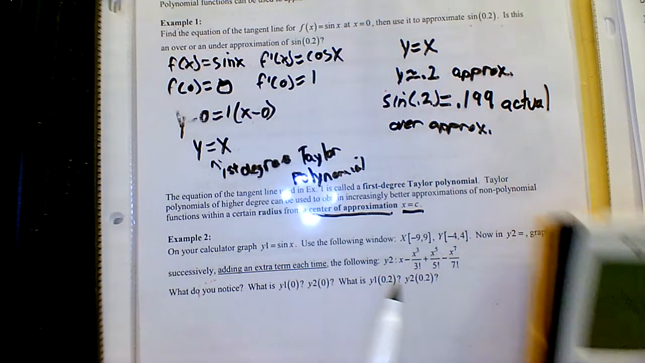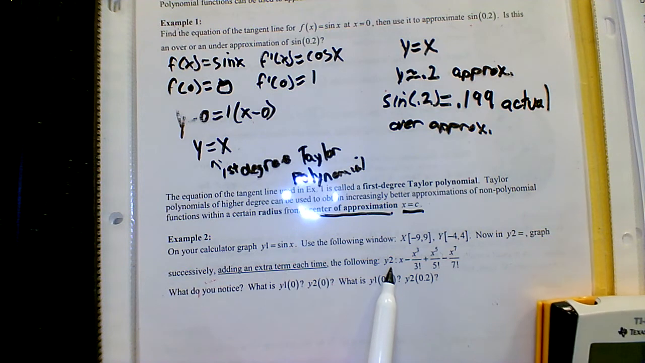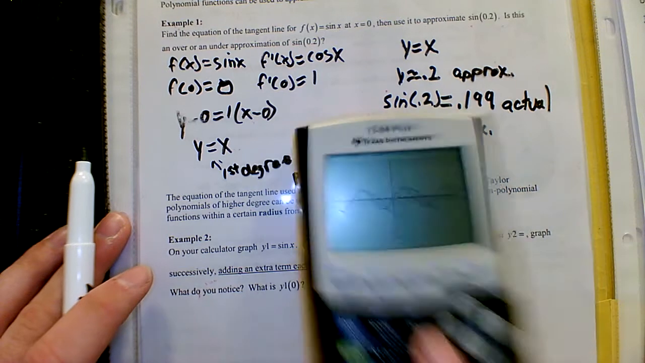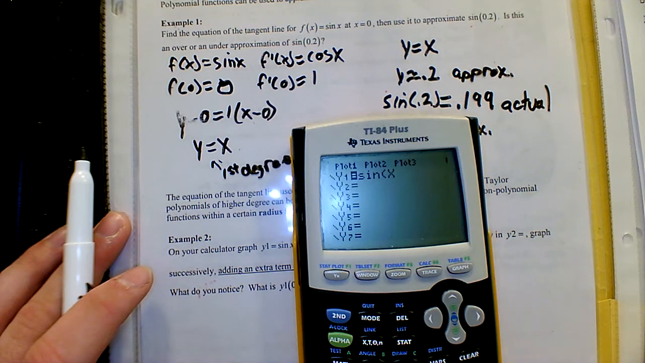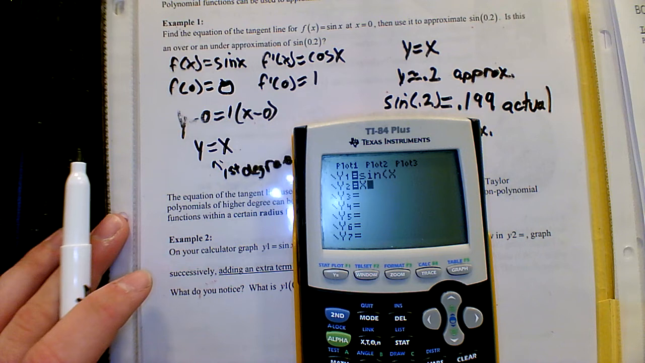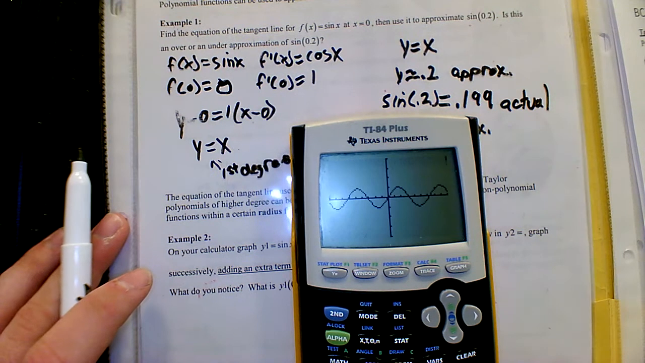All right, so now it says in y2, we're going to do multiple things. First, we're just going to enter x, which is what we did up above, and look at it. Then we're going to add the second term and look at it again, add the third, add the fourth, and continue to see what it looks like. So in y2, just put x, and then graph it.